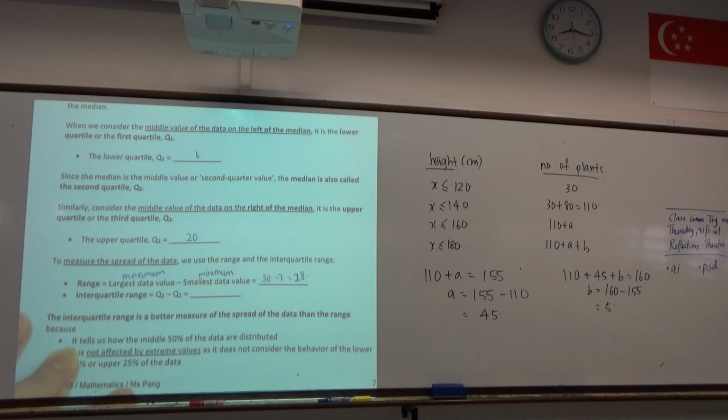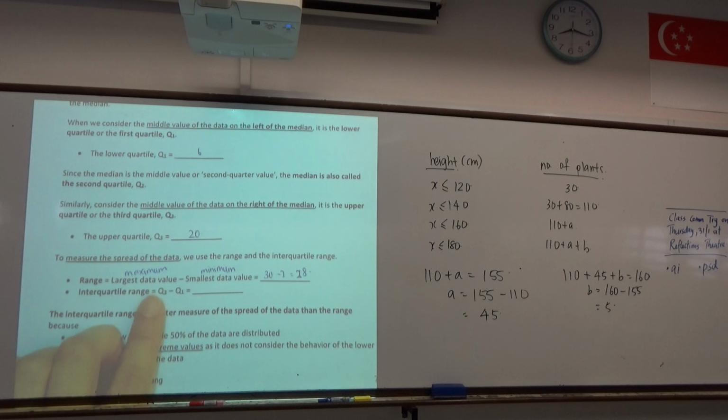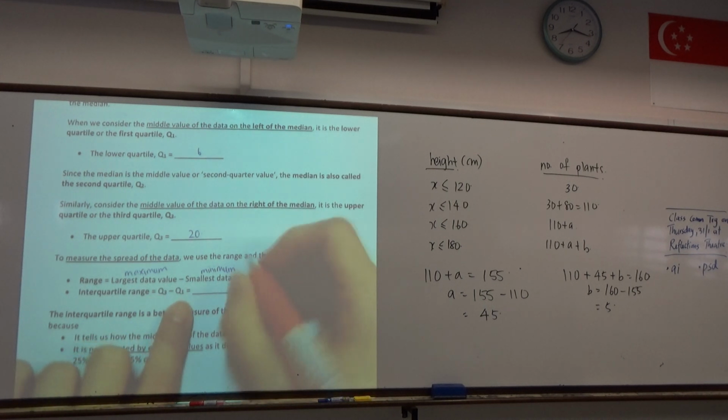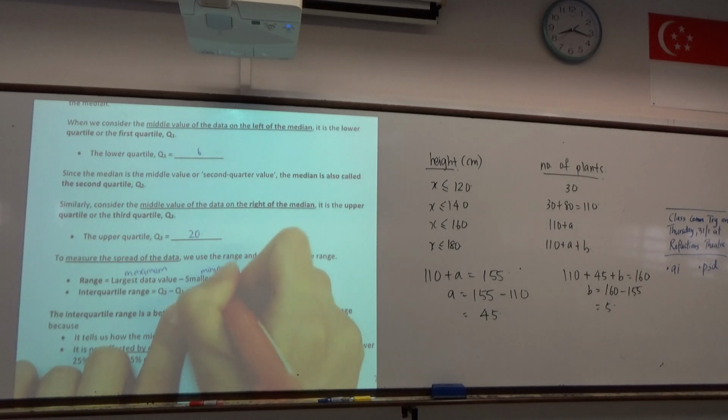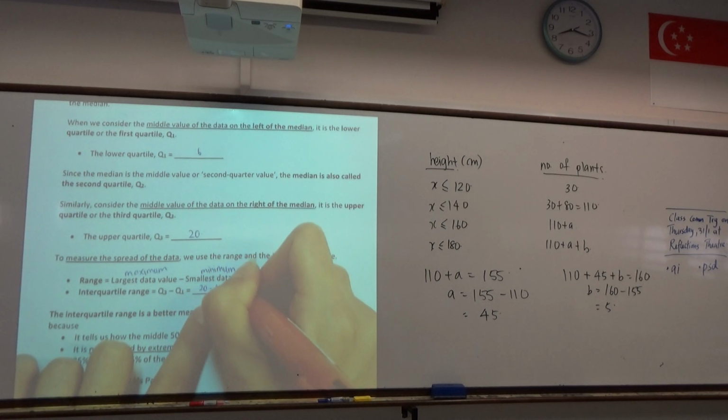Then after that, the interquartile range is where we take the upper quartile minus the lower quartile. Upper quartile is Q3, lower quartile is Q1. So therefore we take 20 minus 6. That will be equal to 14.